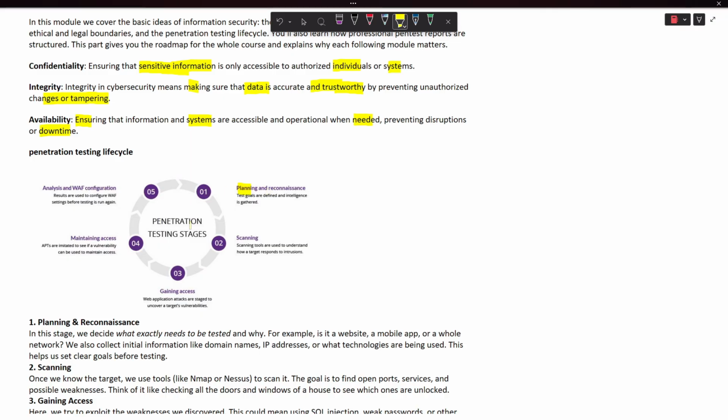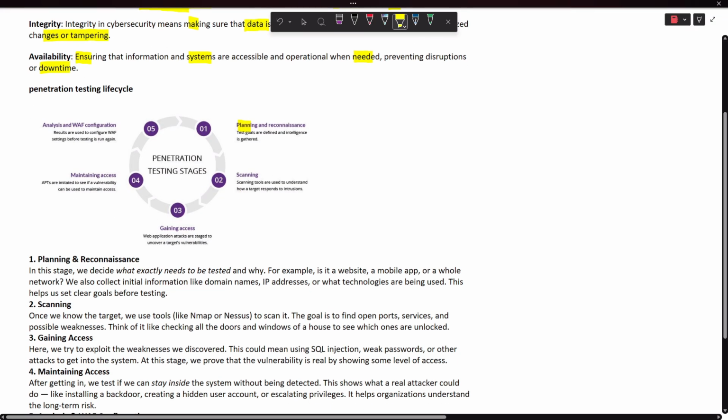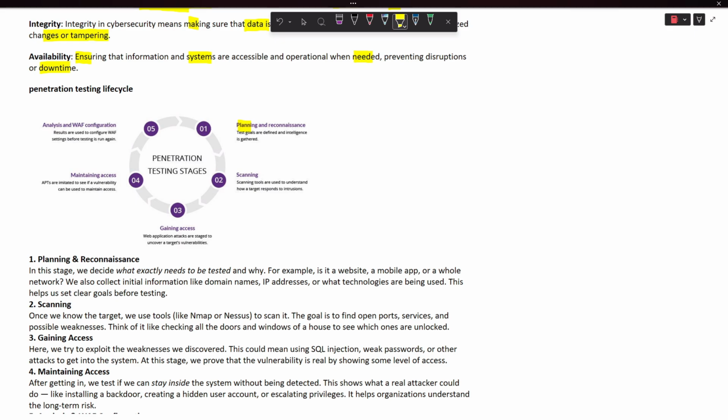That's why I have put up the penetration testing stages here. There are basically 5 stages involved. The first stage is planning and reconnaissance. Or if you want, you can simply Google it, and you will get a basic idea about the ethical hacking life cycle as well. For example, just give me 1 second.